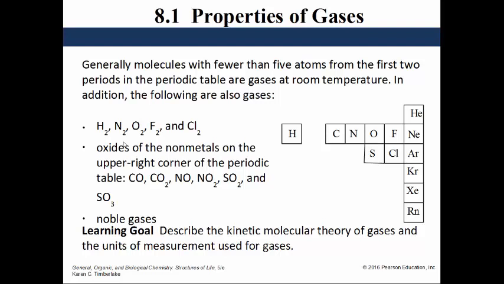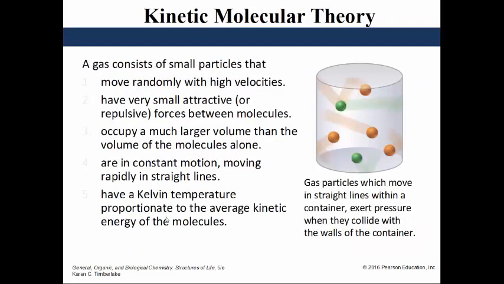Right, oxides of the nonmetals, the upper right corner of the periodic table, will also be gases at room temperature. They include carbon monoxide, carbon dioxide, nitrogen monoxide, NO2, SO2, SO3. And also the noble gases, the elements that are very, very stable on the far right edge of the periodic table. All right, now move on to the kinetic molecular theory.